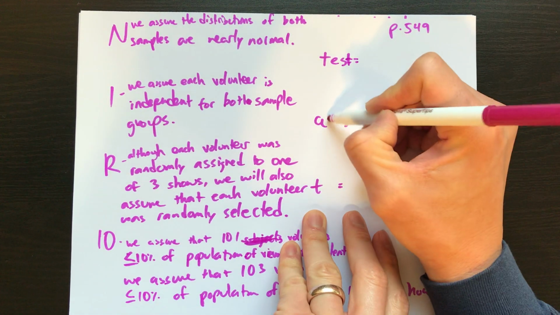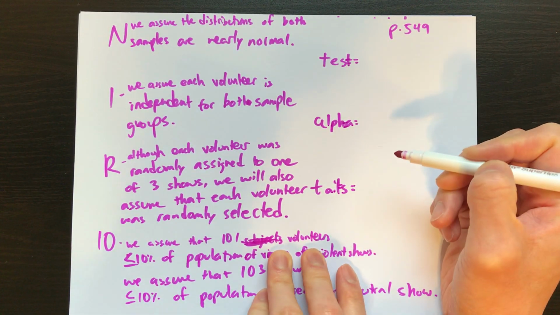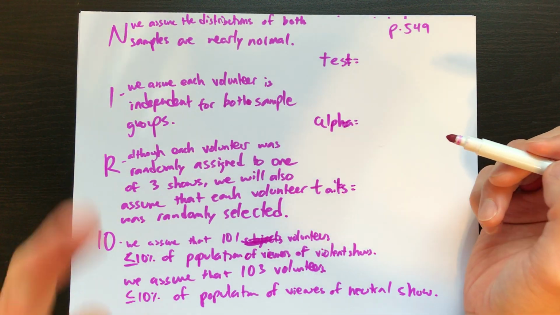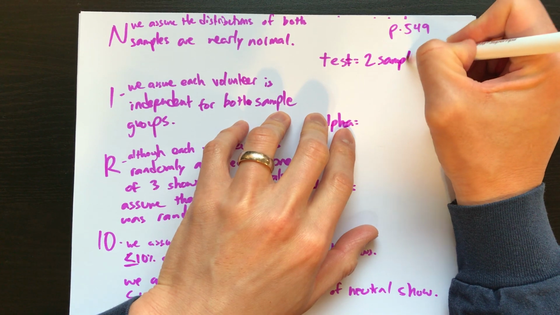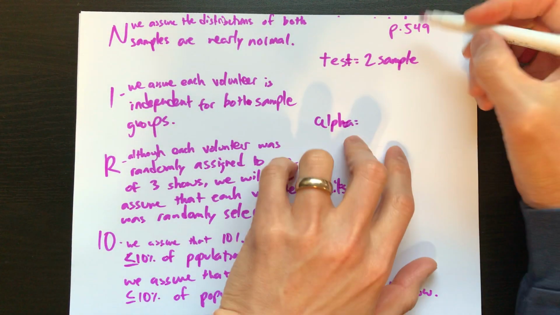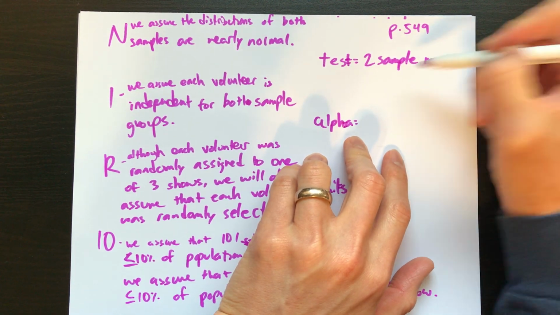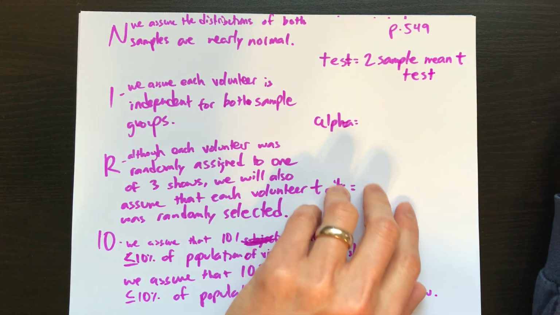All right, so the test, alpha, and then tails, okay? So test this time, we already talked about it. We're comparing two samples, so this is going to be a two sample. Now, is it a sample proportion or sample mean? You guys know this is sample mean here. Two sample mean test, t-test, I'm sorry.